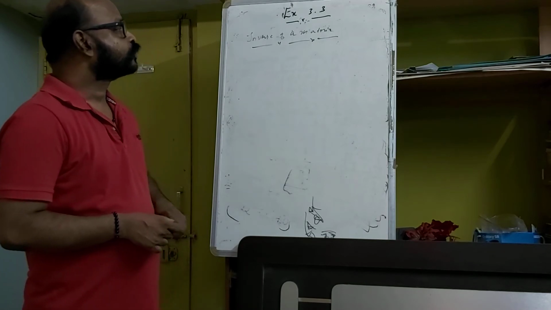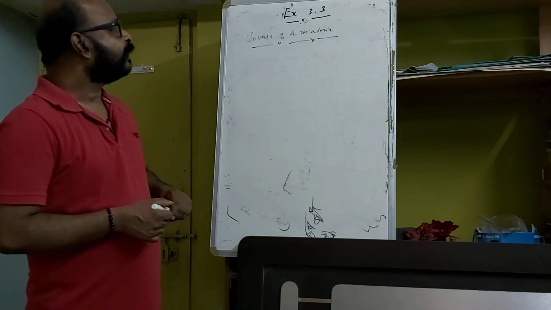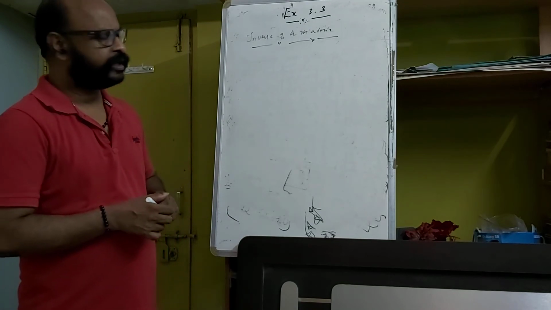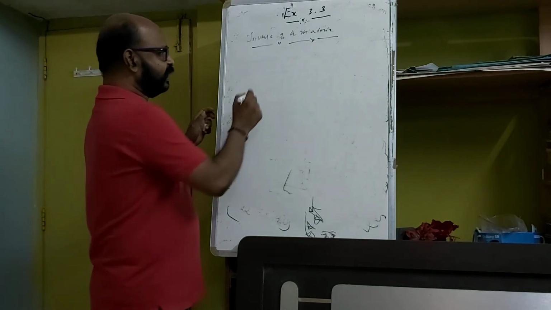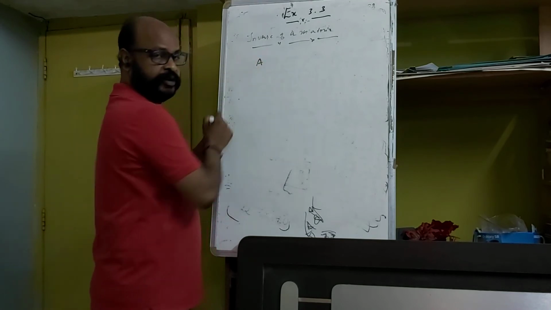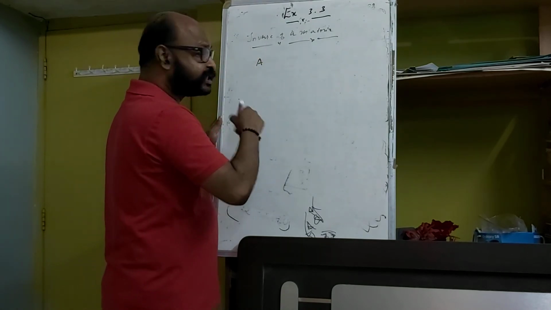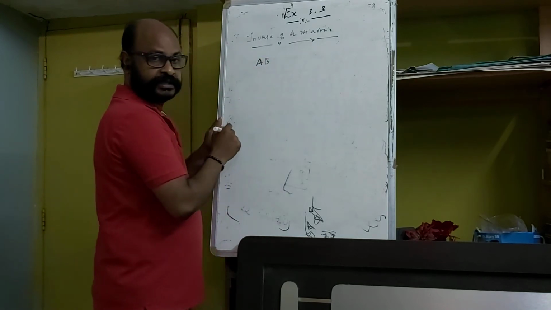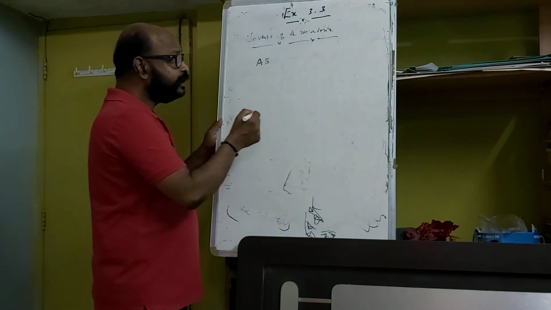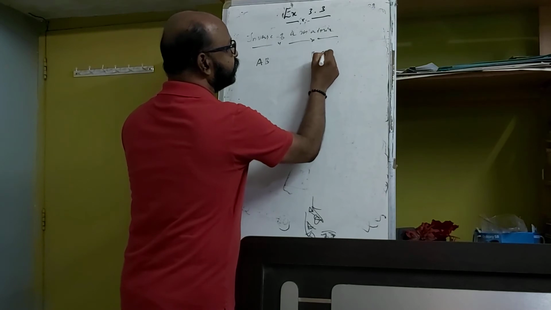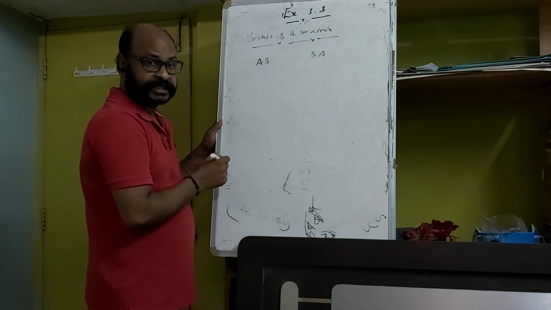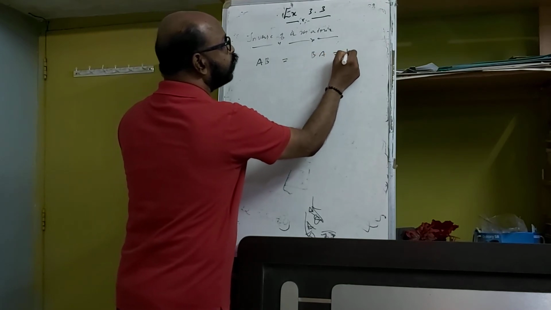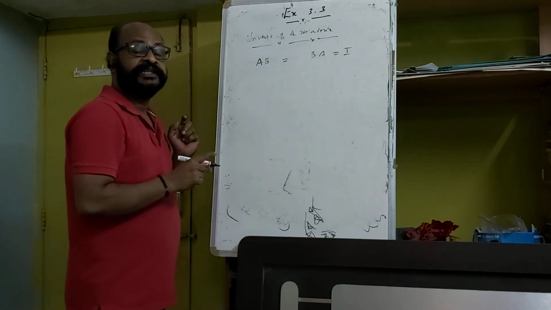Okay, so when we come to inverse of a matrix, we simply come to the definition. For a given matrix A, if there exists another matrix B such that the product AB and BA both exist and AB is equal to BA, both are equal to the identity matrix I.